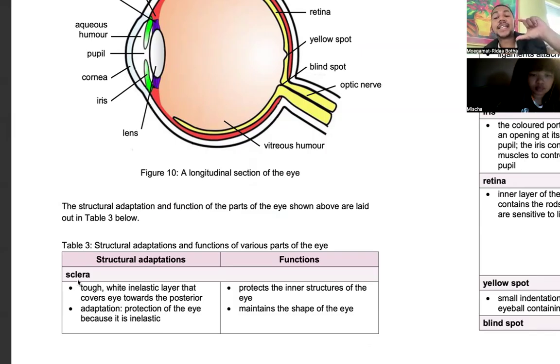Okay. The adaptation, because a question can also ask you what is the structural adaptation of the sclera? So the protection of the eye because it is inelastic. So the fact that the sclera is inelastic, it nicely protects the eye. Okay. So that is how the sclera is structurally adapted to perform its function.